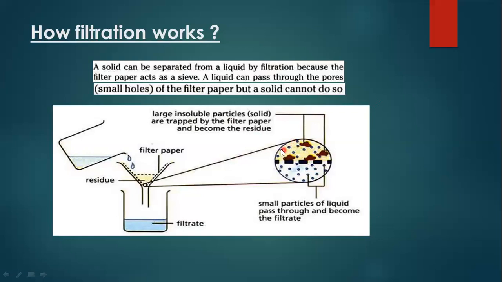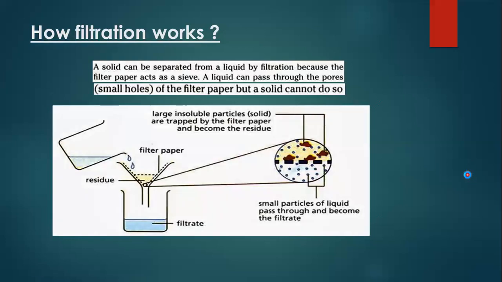You can see here that these are the solid particles. Their size is larger and they can't pass through the small holes of the filter paper. While from the filtrate, you can see that these are the small particles of the liquid that easily pass through the filter paper and they become filtrate. So that is the actual representation of how filtration works. That was the second method for separation of such kinds of mixtures.